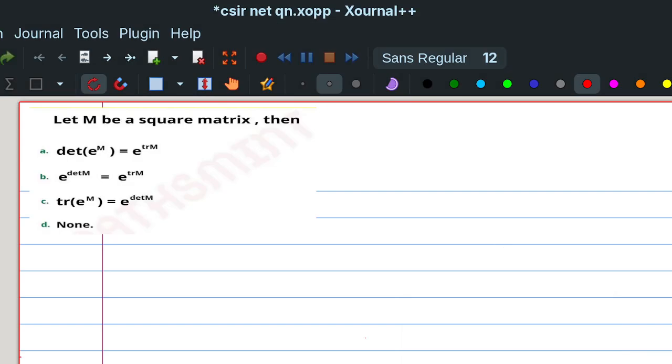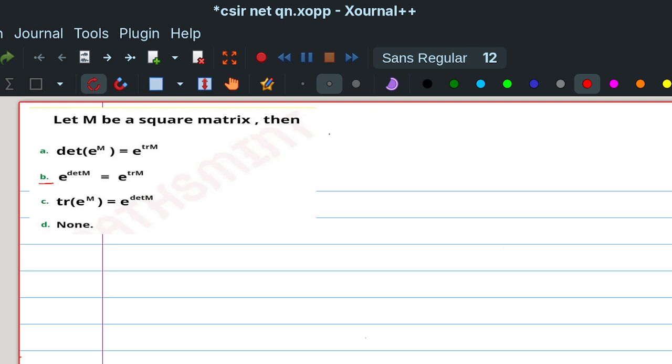The question says, let M be a square matrix, then which of the following options is true? Well, first we will discard the wrong options by taking some counterexamples, and then we will prove the right answer. Okay, so let us start with option B.